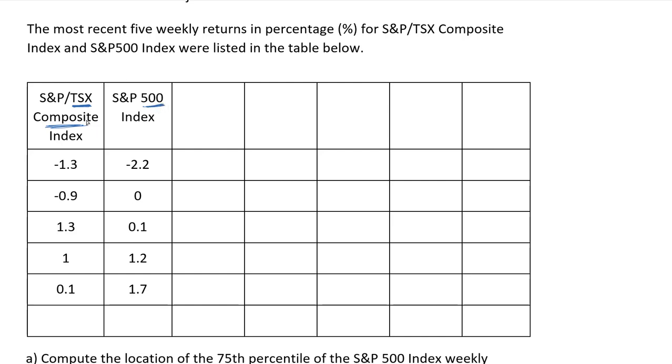I'm probably just going to refer to these as the TSX Composite and the 500 going forward because they both have S&P. Okay, so we've got some returns for each one of these, and these returns happened at the same time. So when there was a negative return on the TSX, there was a negative return on the 500, and so on. So these form pairs. All right, so let's have a look at our first question.